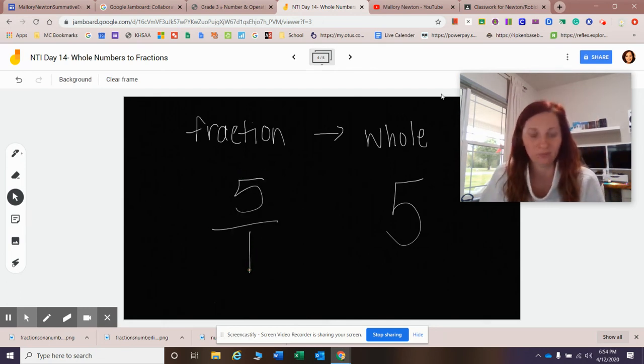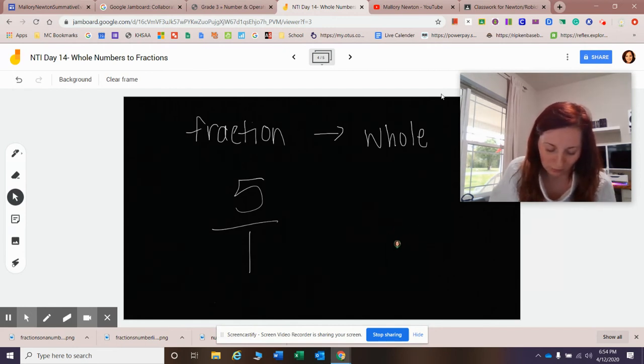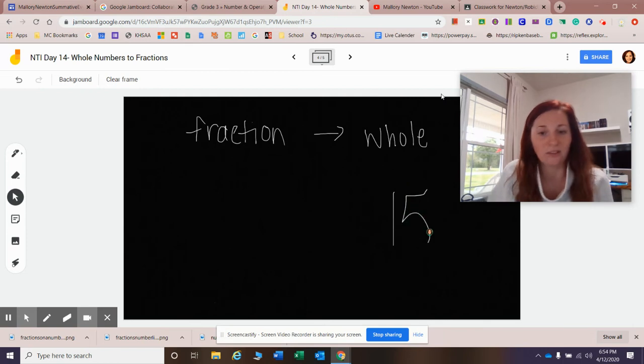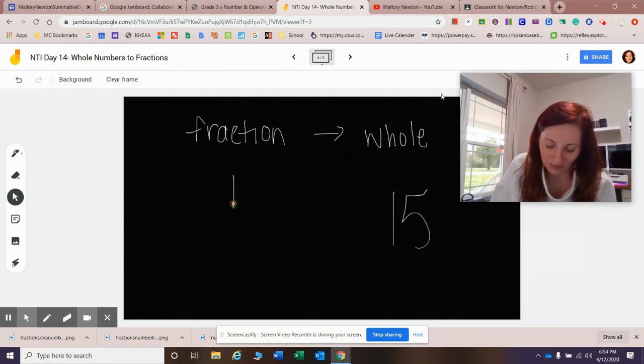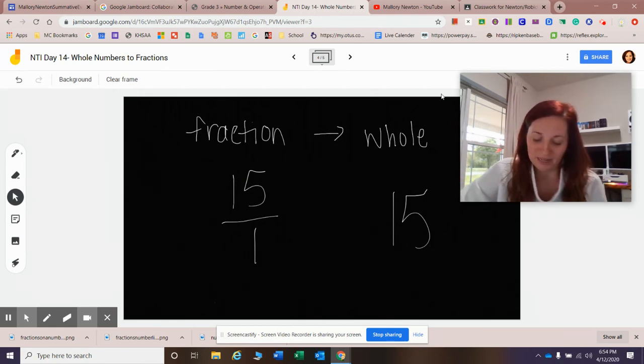There's your fraction. Or if I said, make me a fraction that's equivalent to 15, you could say, that's easy peasy, 15 over 1. I told you that today wouldn't be too bad. It's a great way to start back into Monday.